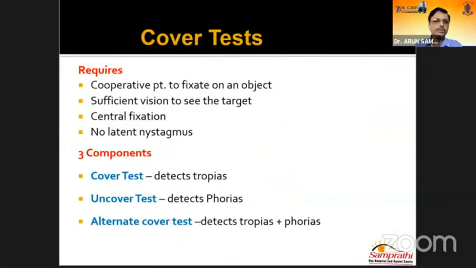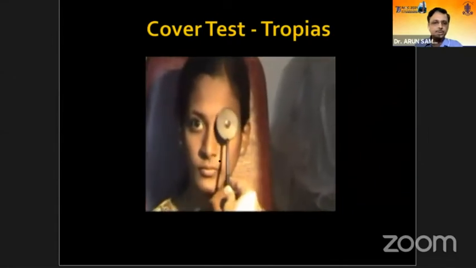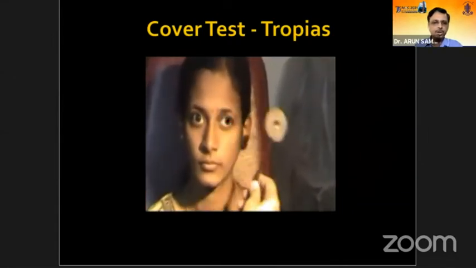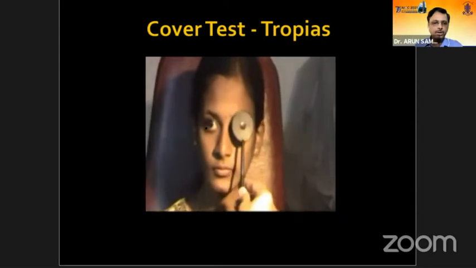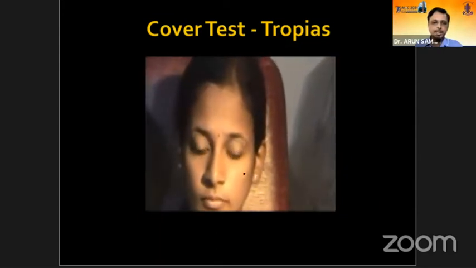The second step is to see the cover test. However, the cover test requires a cooperative patient with a good central fixation. It has three components: the cover test, the cover-uncover test, and the alternate cover test. Here we see the cover test. We just place the occluder over the fixing eye and look for the movement of the other eye. Here it's coming in from outside, so this patient has an exotropia.